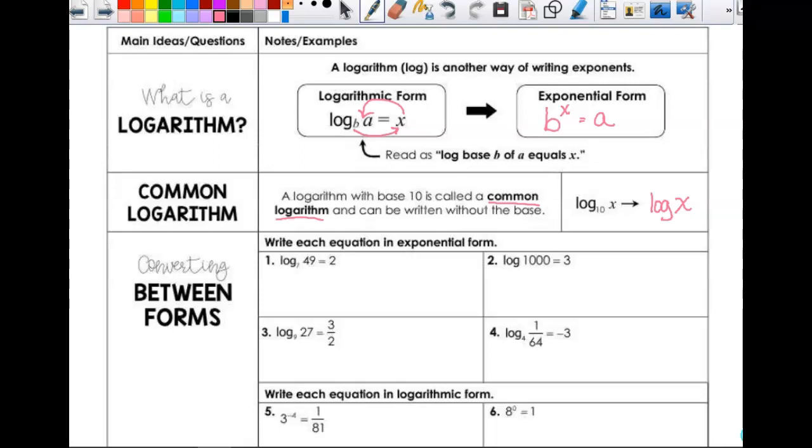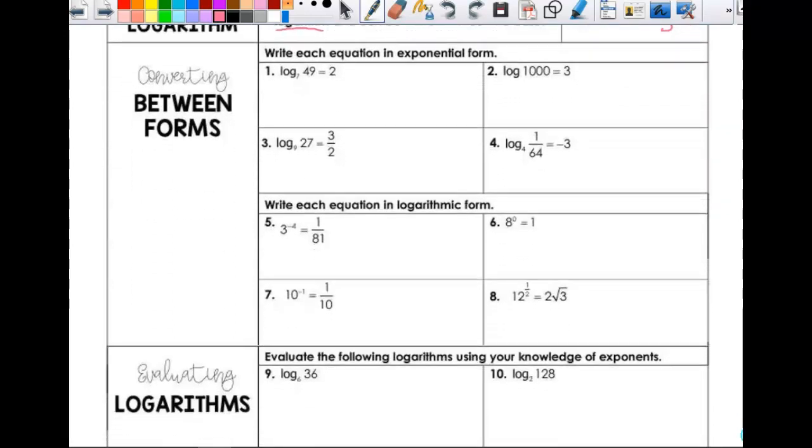We're going to convert back and forth between the two forms. So this one says write it in exponential form. So we're not solving for anything. We're just rewriting things. This is log base 7 of 49 equals 2. So the base of the log is 7. It becomes the base of the exponential. That's the power. 7 to the second power, come all the way around, equals 49. And that makes sense, right? 7 squared is 49.